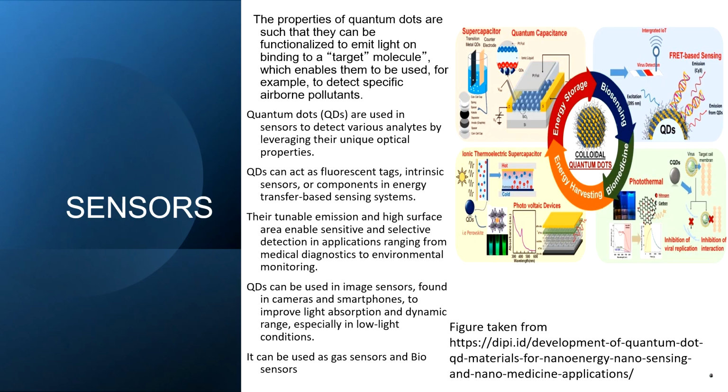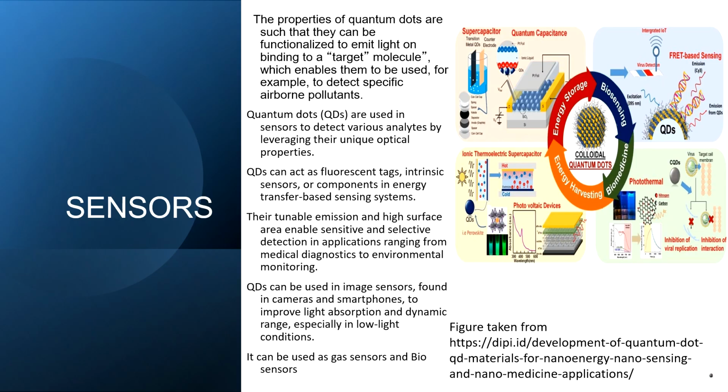Quantum dots are used in sensors to detect various analytes by leveraging their unique optical properties. Quantum dots can act as fluorescent tags, intensity sensors, and components in energy transfer based sensing systems. So the quantum dots, because of their very small size and optical properties, can be utilized for different types of applications and as part of the sensors.